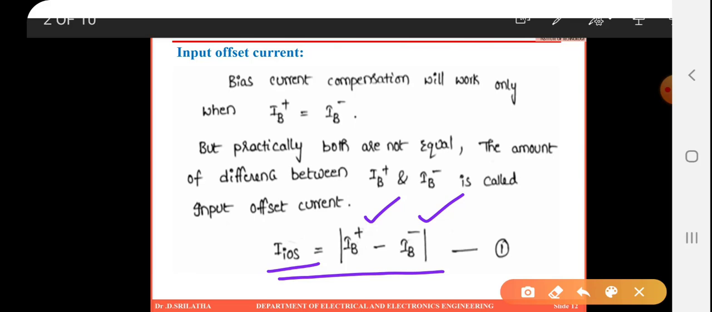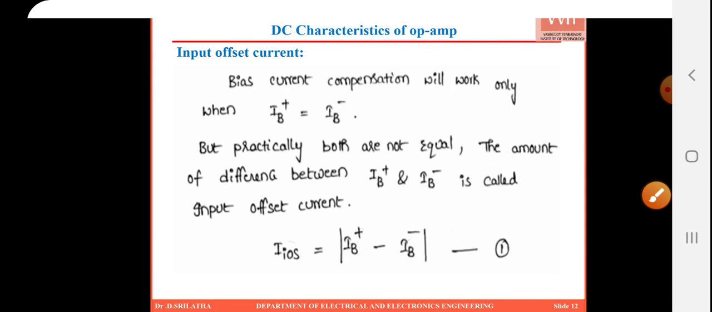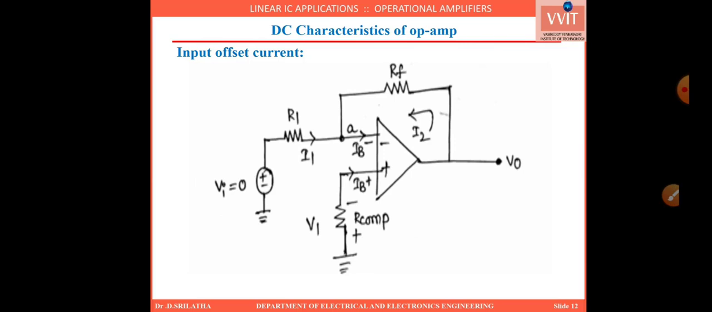Now, let us see what parameters this input offset current depends on, what the effect of this input offset current is and how to compensate it, and how to identify the magnitude of this input offset current. Here, this is the circuit which we need to consider for the analysis of input offset current.